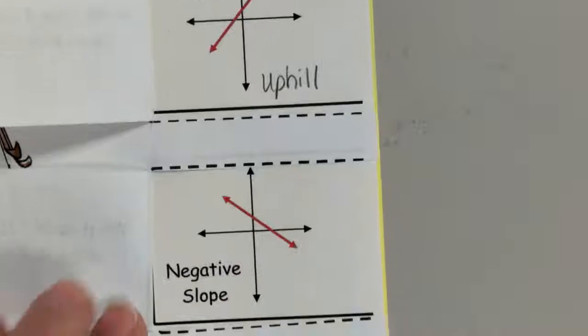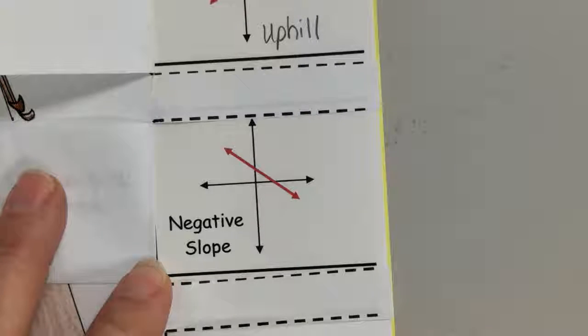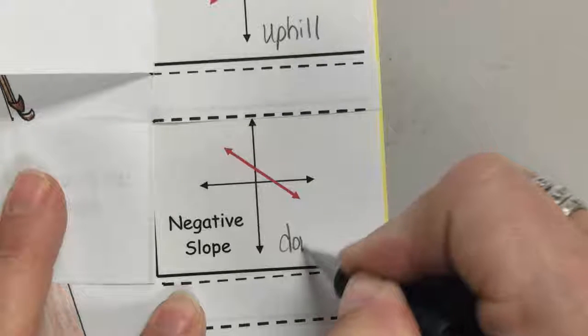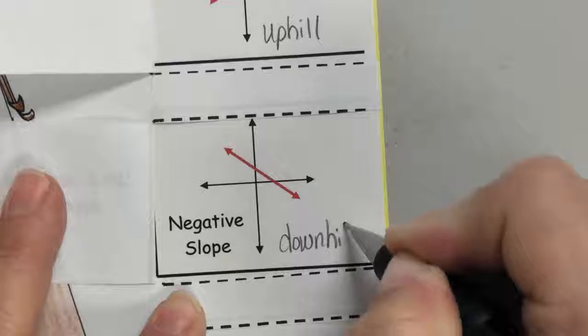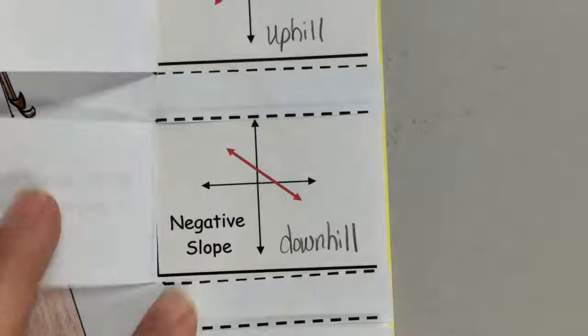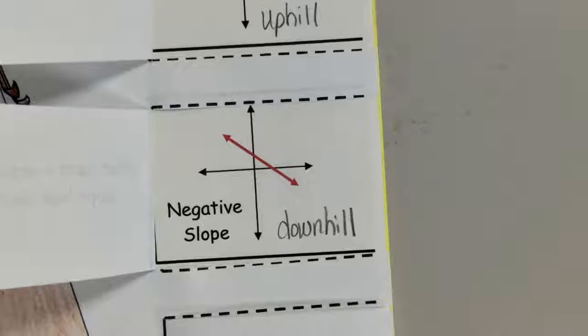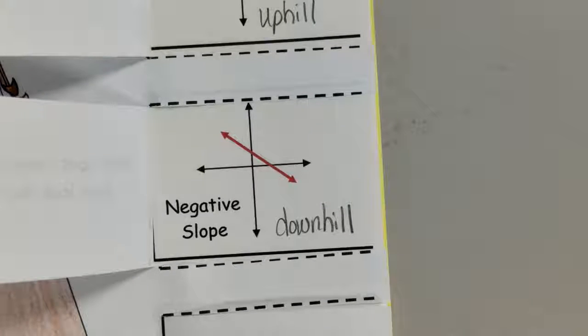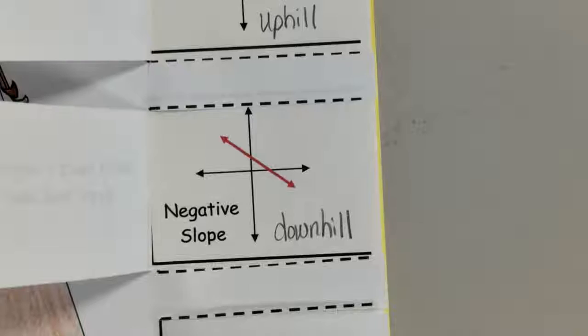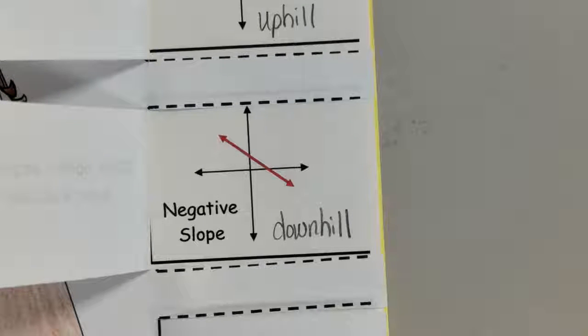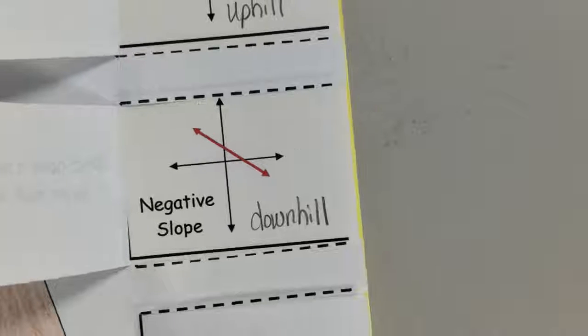If I move down to the next window, you notice this is a downhill line. It has a negative slope. So whenever you see a line that's going downhill from left to right, you automatically know that slope is going to be a negative. So you can kind of check yourself when you're using the formula or one of the other methods we've talked about. You can kind of have an idea of what your answer is going to be, at least the sign of your answer, and you can double check.